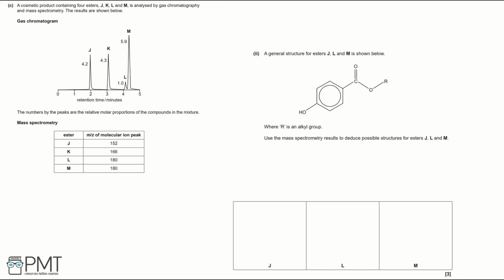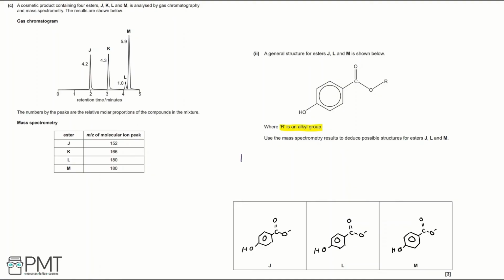Part 2. A general structure for esters J, L, and M is shown below, where R is an alkyl group. Use the mass spectrometry results to deduce possible structures for esters J, L, and M. So here I've just drawn the general structures, but leaving out the R groups. We're told in the question that the R group is an alkyl group, so it's made up of carbon and hydrogen. So we can start by working out the relative formula mass, or the MZ, of the general structure.